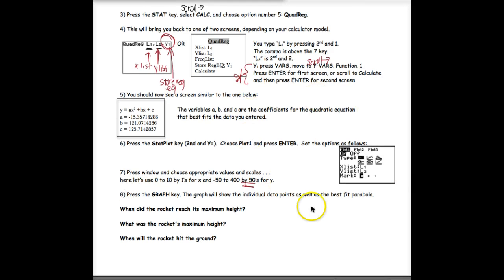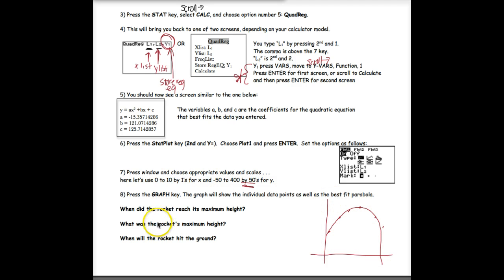And so what it should do is you should now see a lovely graph with all of the different little data points on there. And then you should also see an equation that is running through those data points. And it looks something like that. So it's showing the best fit parabola instead of best fit line and the individual data points.